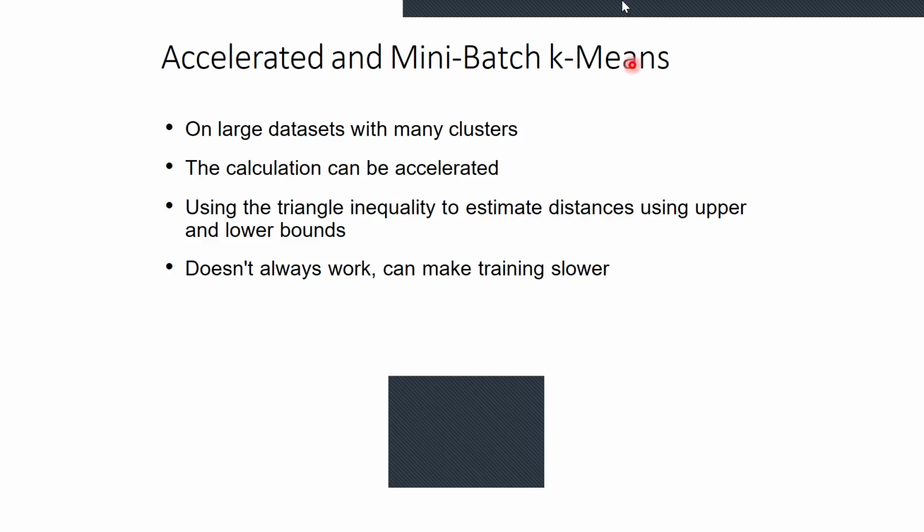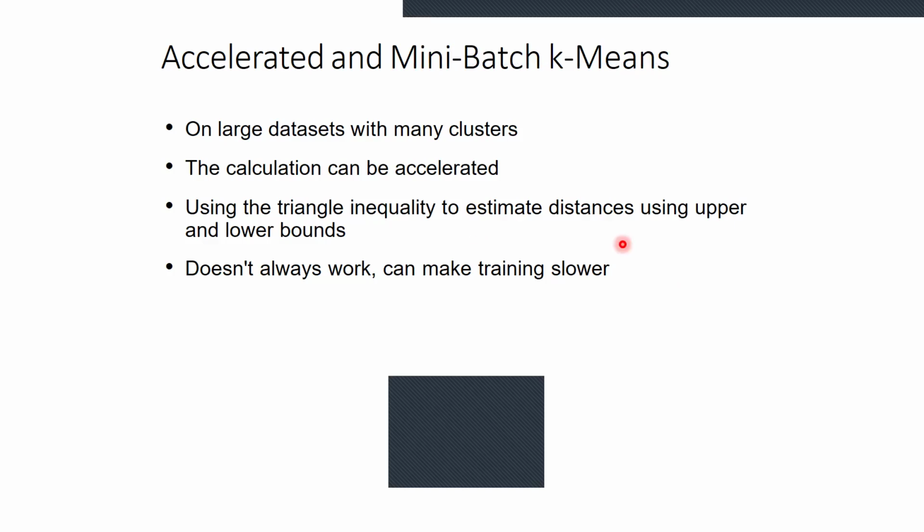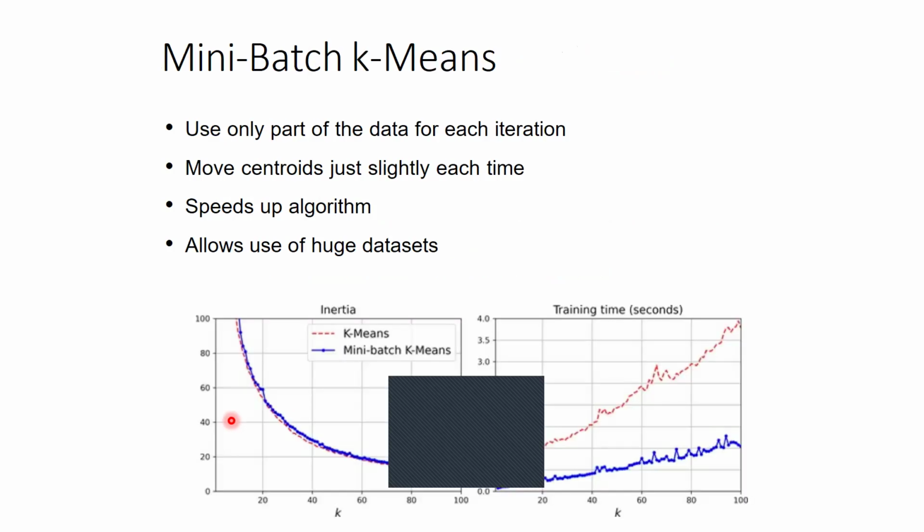Here it has a large data set with many clusters, and we can use the triangle inequality to estimate the distances using upper and lower bounds. Using upper and lower bounds does not always work. It can make training slower. Along with this, coming to mini-batch k-means, here we use only a part of the data in each iteration. It moves the centroids just slightly each time.